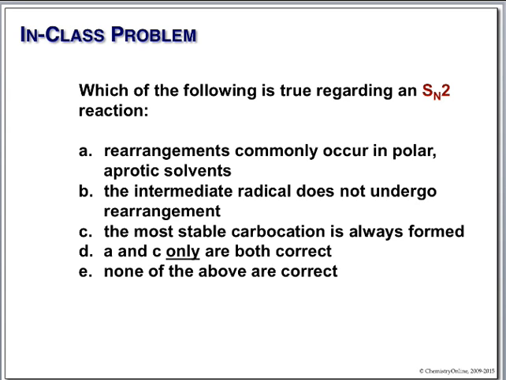Intermediate radical does not undergo rearrangement. Well, no, a radical would not, but an SN2 reaction does not involve a radical intermediate. No intermediate at all, just a transition state. The most stable carbocation is formed. No, in an SN2 reaction, there is no carbocation intermediate. So all of these are nonsense, and this is a none of the above. Remember, an SN2 reaction has a concerted transition state.